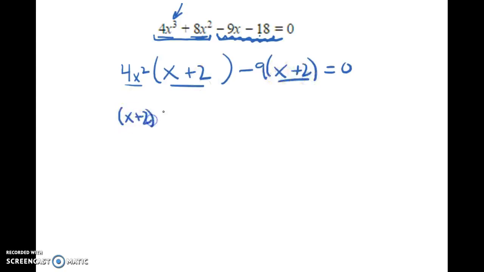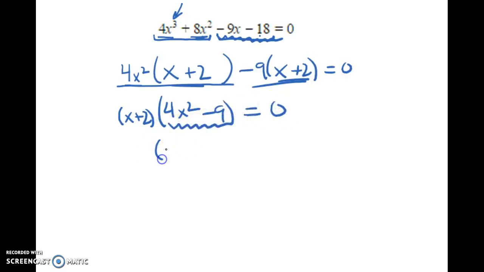That common factor could be pulled out as well. If I take this guy's x plus 2 away, I'm left with 4x squared. And then this guy leaves just a negative 9. But then this guy will factor further.